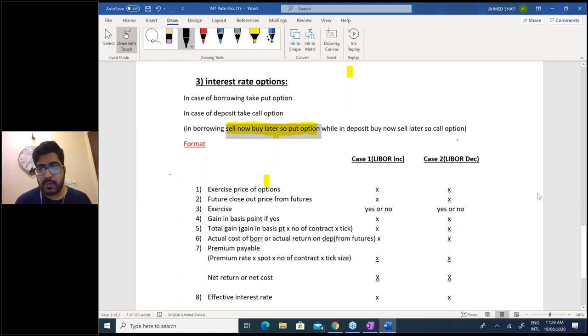Okay, so I can take any questions, and if you have any questions you can ask, then we will move towards the past paper question. Yes, Shilpa, you can do that.